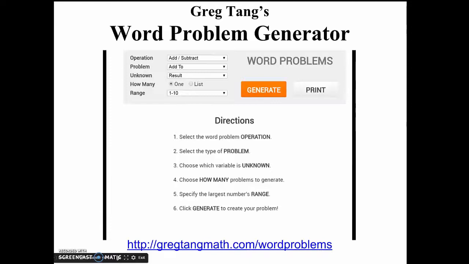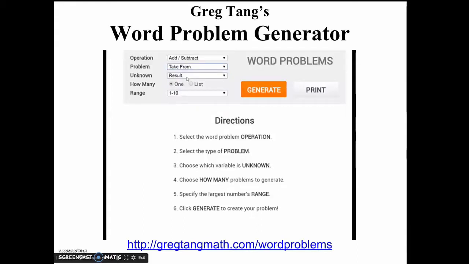First, if you want to create any of the 12 types of word problems we discussed earlier in the video, take a look at Greg Tang's word problem generator. Once on the site, pick the type of problem. Add to, take from, part whole, compare more, compare fewer, or random. For this example, we'll choose take from.